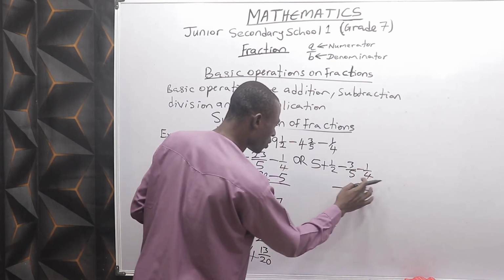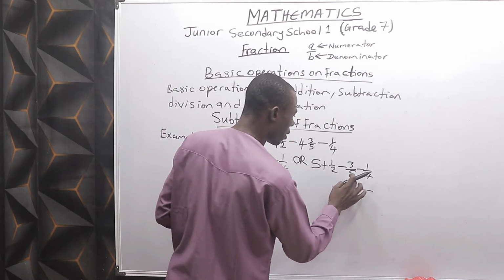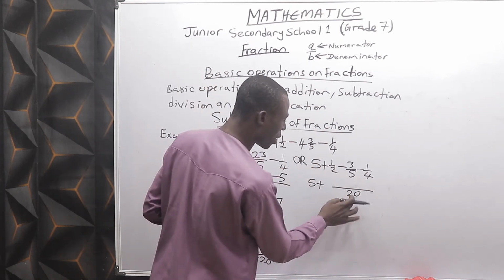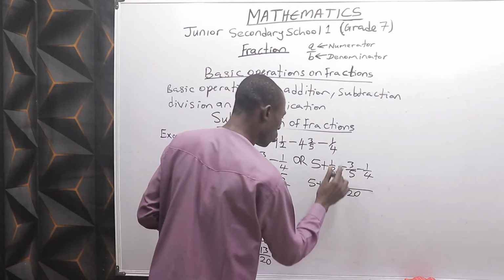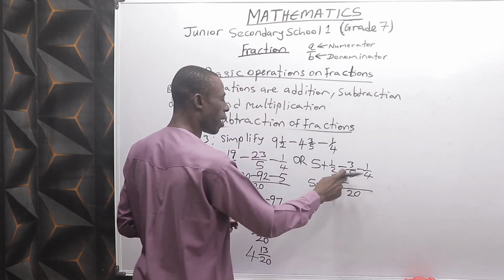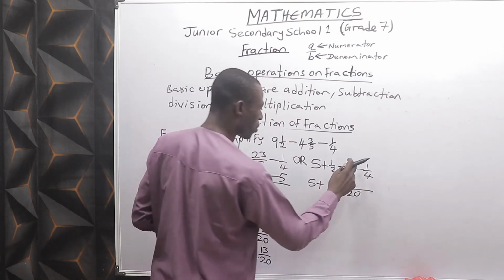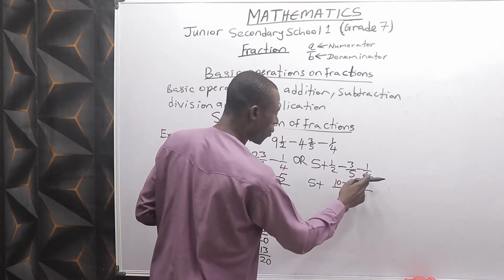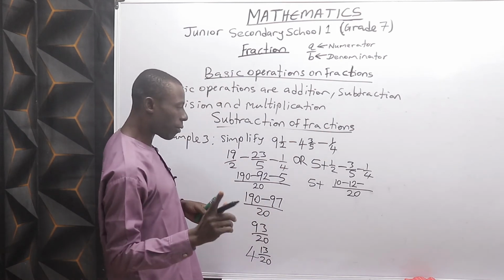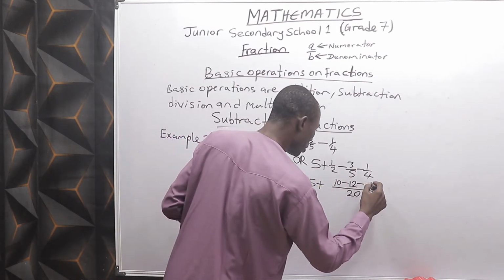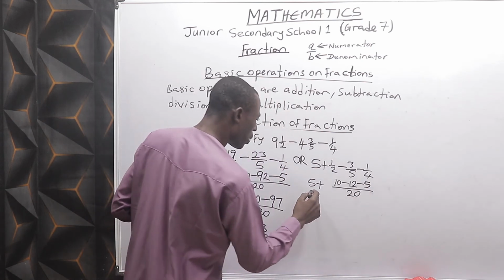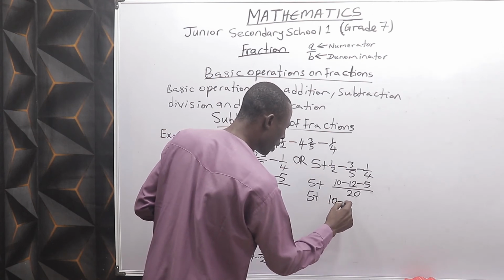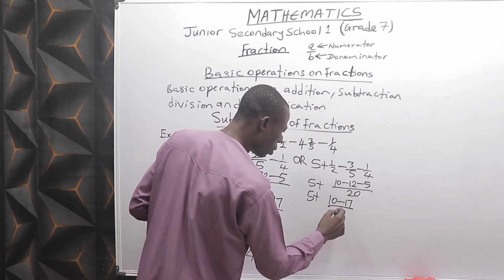So here, the LCM of 2, 5, and 4 is 20. Don't forget to write this. 2 divides 20, that's 10. 10 times 1, 10. Minus 5 divides 20, that's 4. 4 times 3 is 12. Minus 4 divides 20, that's 5. 5 times 1, that is 5. Here you have 5 plus 10 minus 17 all over 20.